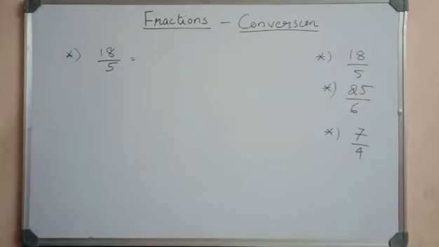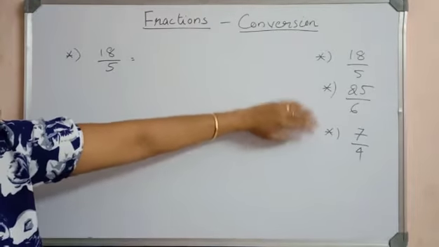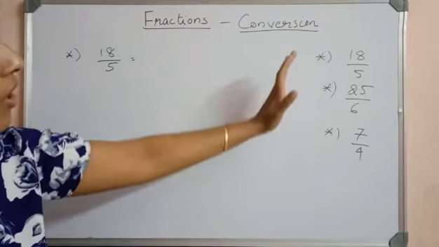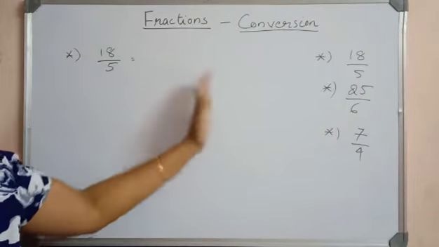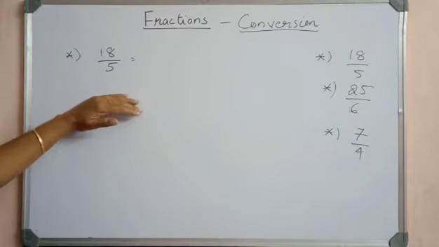Hi everyone, welcome back. In today's class, let's see the conversion of improper fractions into mixed fractions and mixed fractions into improper fractions. Let's consider a few of the questions here. These are improper fractions. Now let's convert all these into mixed fractions. Consider the first question, 18 by 5.